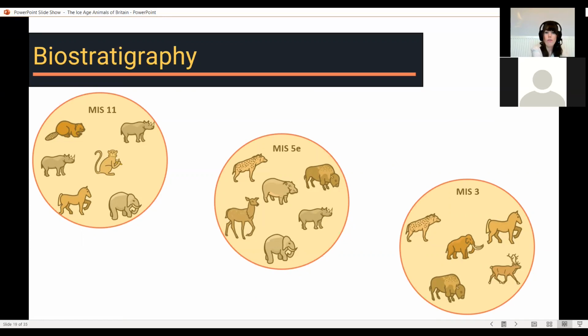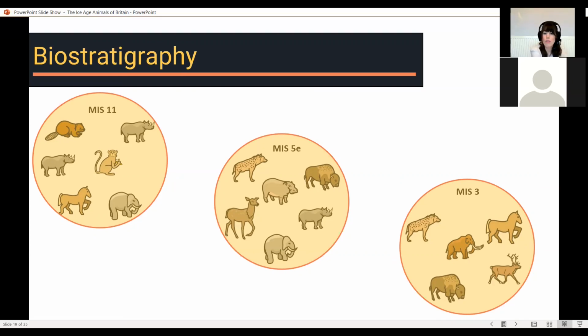And then if we go forward to 125,000 years ago, we've got a different group of species. So we've got red deer, the straight-tusked elephant again, we've got the narrow-nosed rhinoceros again, we've got the hyena, and we've also got the hippopotamus as well.